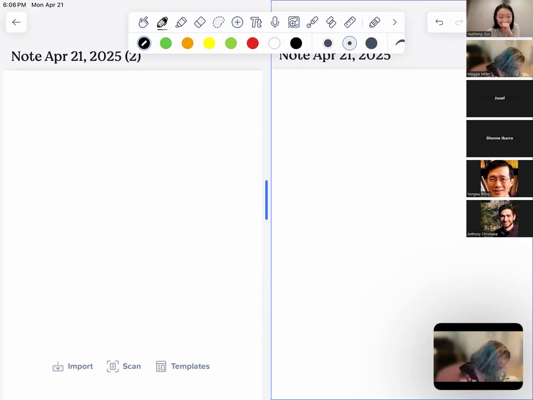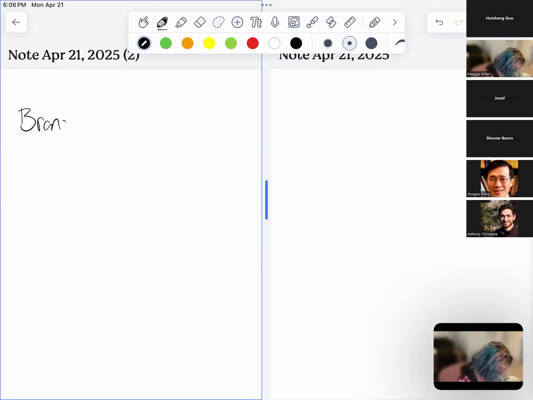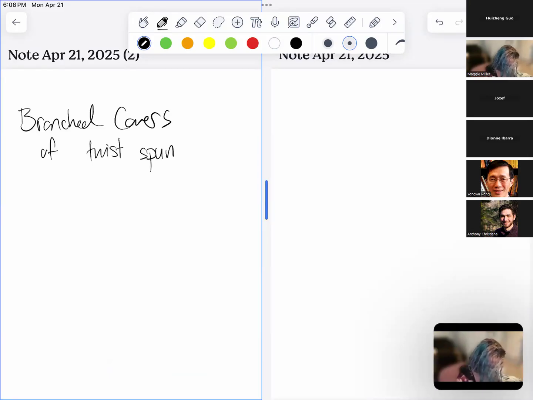Okay, so the title of this talk is Branched Covers of Twist Spun Knots. Branched covers. So let me ask you a question. Everyone in this Zoom room has thought a lot about classical knots and links.